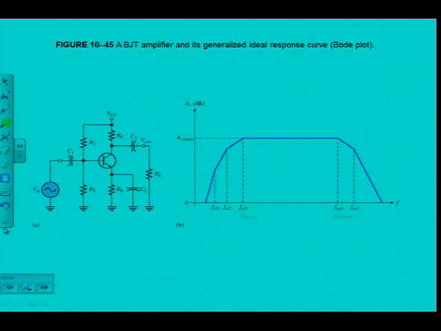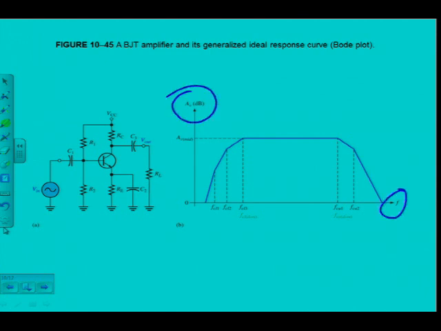Alright, but let's have a look at figure 10-45. That circuit should also look familiar. Common emitter amplifier using voltage divider biasing and swamping. So I have coupling and bypass capacitors. And there's the total frequency response of this amplifier. Please, you have to be able to draw this and explain basically what happens.